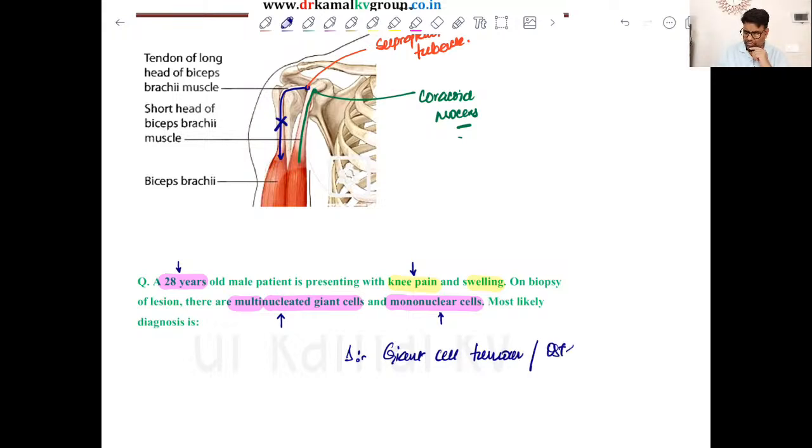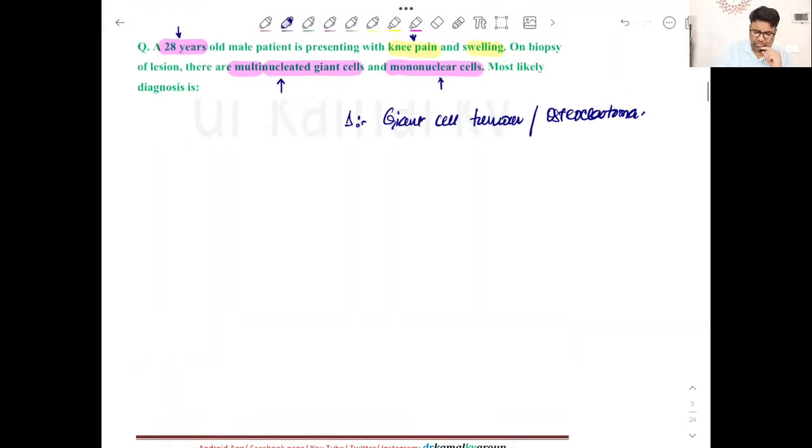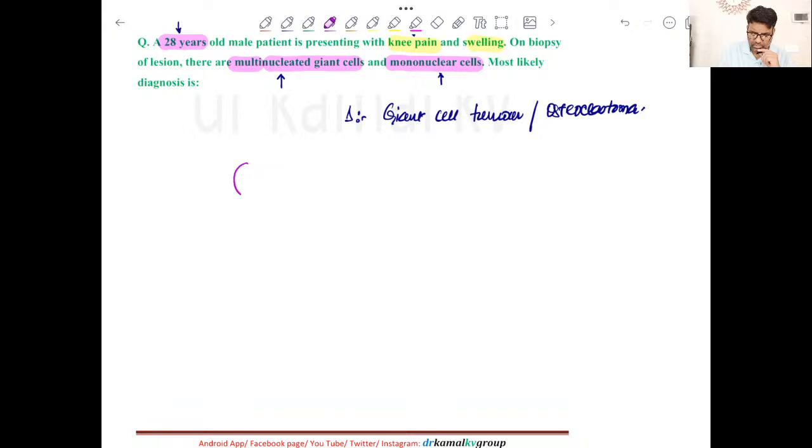which is also known as osteoclastoma, right? Now the word is multinucleated giant cells. So there is a big cell and it has many nuclei, right? So this is known as a multinucleated giant cell. And on the other hand, there are some more cells which have a single nucleus. So these are the mononuclear cells. Mono means single, multi means many, right? So these are the two cells which we will see in the histology of giant cell tumor.